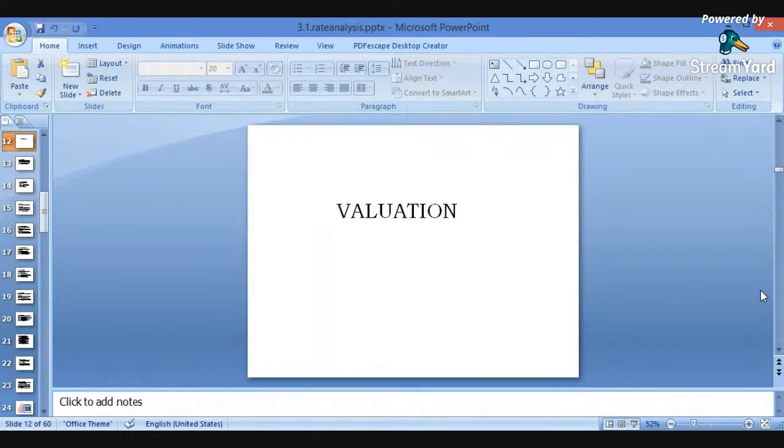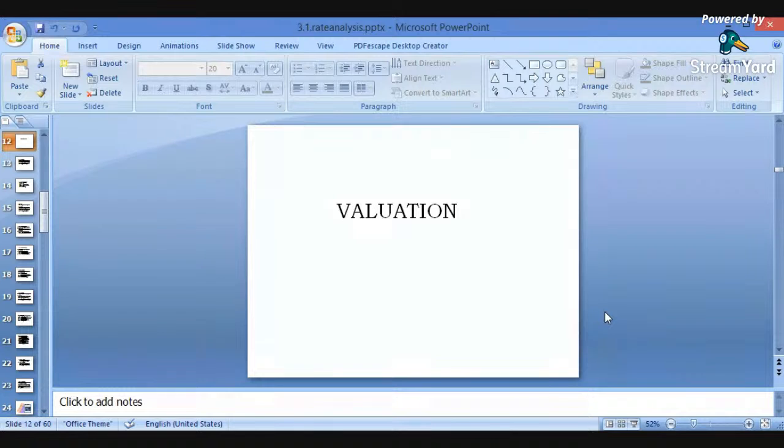Again, we have already seen the problems related with the rate analysis also. We have already solved the problems related with the rate analysis: how the quantity is to be calculated regarding RCC works, regarding earthwork and excavations, and how to find out the quantity regarding PCC or RCC works. So we have seen rate analysis. We have also calculated the amount required for various items of works.